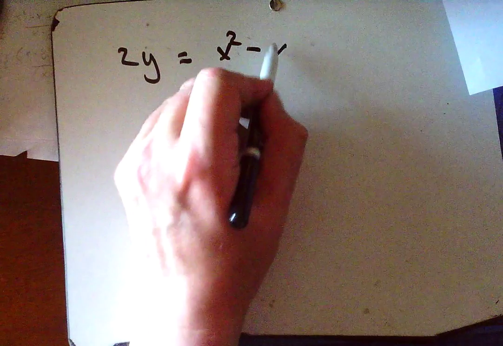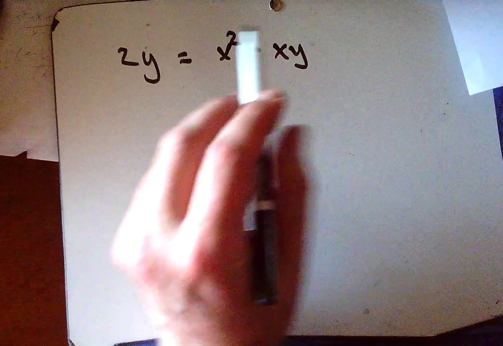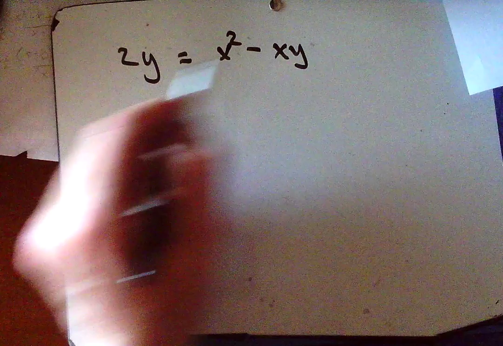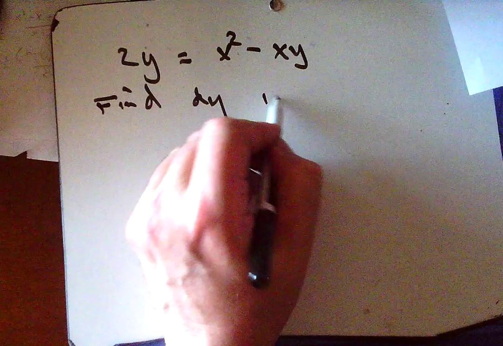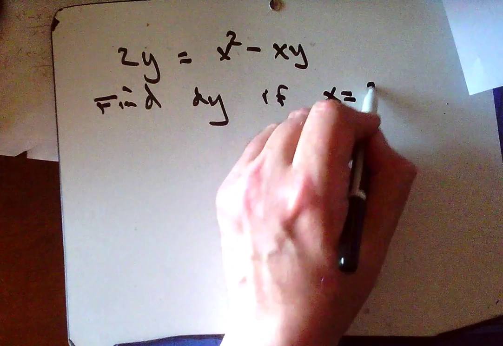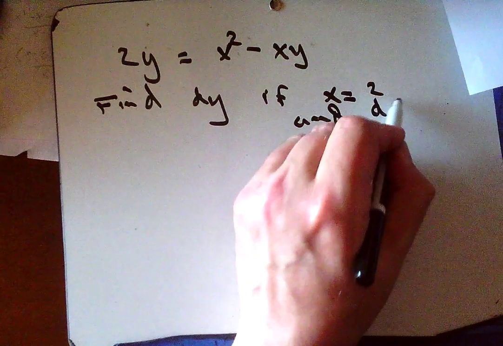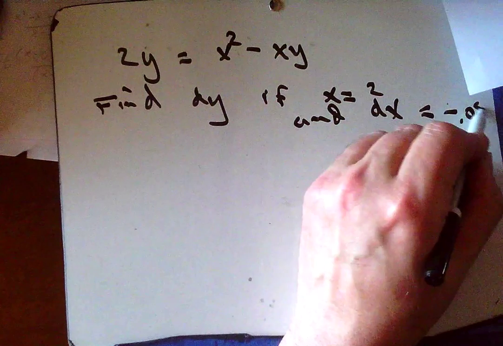But then we worked on shortcuts. You know, we worked on just sort of doing the mechanical processes of derivative. Well, I kind of want to do differentials in exactly the opposite order, right? I want to say, okay, here's a thing, x squared minus xy, and I want to find dy if x equals 2 and dx equals negative 0.05.